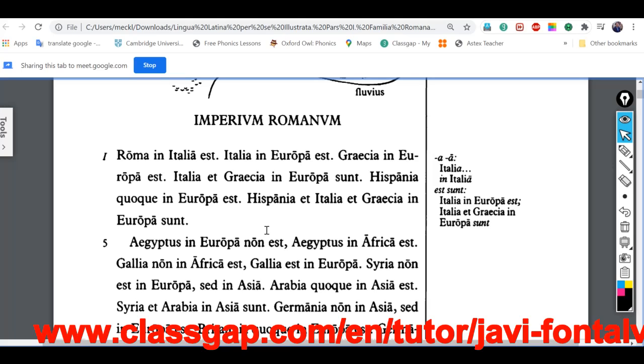Yeah, so we use the restored pronunciation. In restored pronunciation, every letter has only one sound. In ecclesiastical pronunciation it would be Grecia, a little bit different. Ecclesiastical would be a soft C, classical would be a hard C. Don't worry. So Graecia. Graecia in Europa est. Italia et Graecia in Europa sunt.